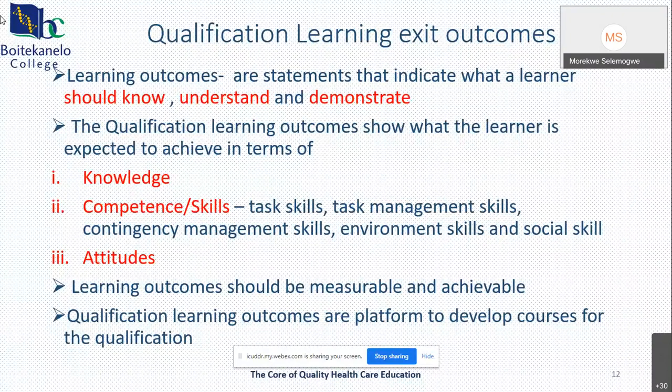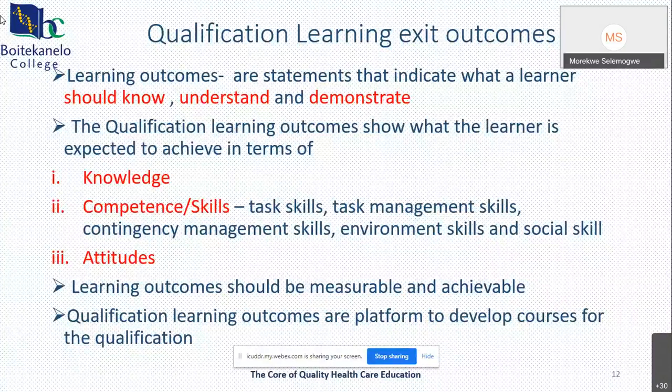in the program. So you have to show in terms of the exit learning outcomes that there's knowledge, there's competence and skills. Competence and skills are different. You have task skills, task management skills, environment skills, social skills. And what is normally not articulated well in most programs is attitudes: which courses address the attitudes? We just finished ethics, which also covers attitudes. So one of the courses that addresses this exit learning outcome is the course on ethics.